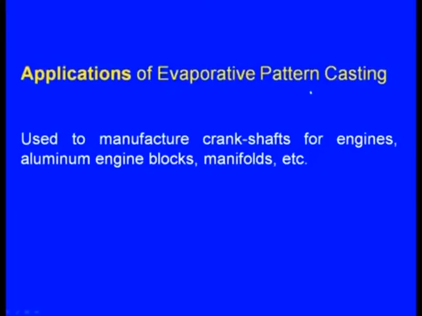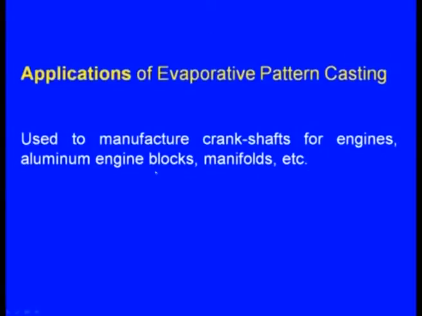In addition to this, what are the other drawbacks? During pouring of the molten metal, the pattern evaporates and it escapes through the pouring cup only. These fumes will cause environmental pollution. So, this is another drawback of this evaporative pattern casting process. Now, these are the applications of evaporative pattern casting: used to manufacture crankshafts for engines, aluminum engine blocks, manifolds and so on. In fact, nowadays evaporative pattern casting is used for more and more applications.